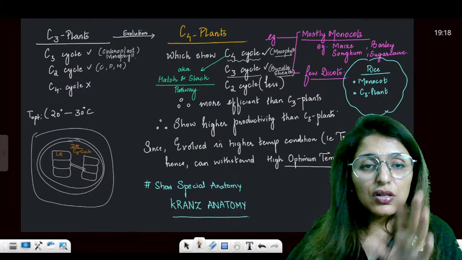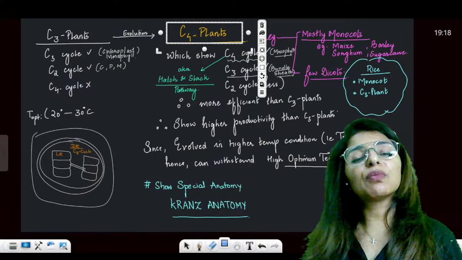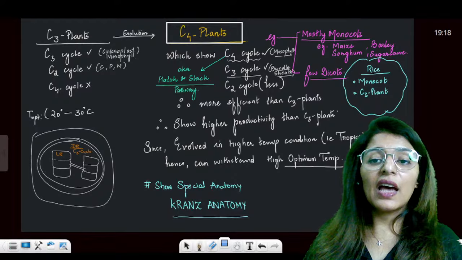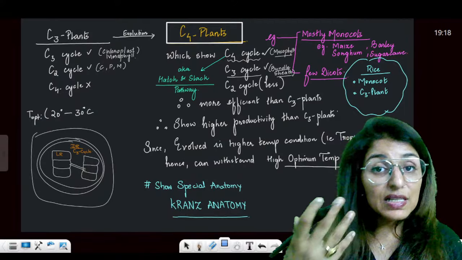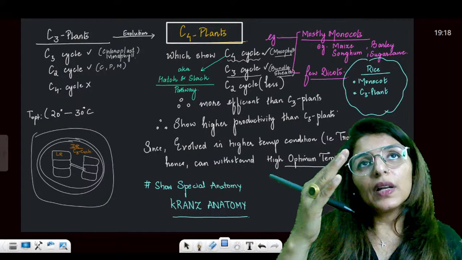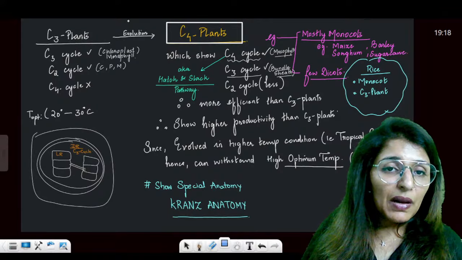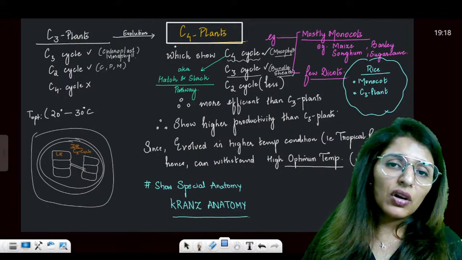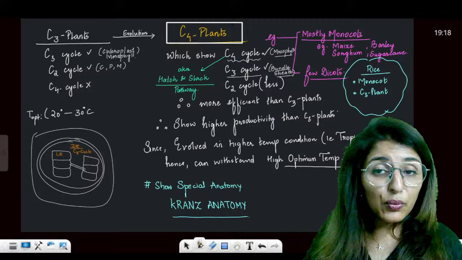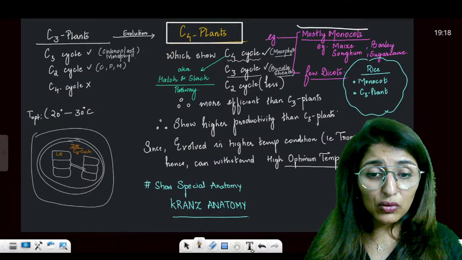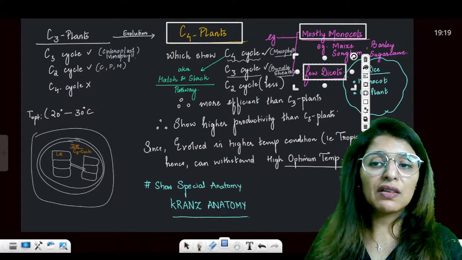Please let me know. So now gradually there was an evolution of another category of plants known as C4 plants. They had a special anatomy which will enhance the C3 cycle and decrease the C2 cycle. So from C3 plants, gradually it evolved into C4 plants. C4 plants are mostly monocots, but there are a few dicots also which are C4 in nature.